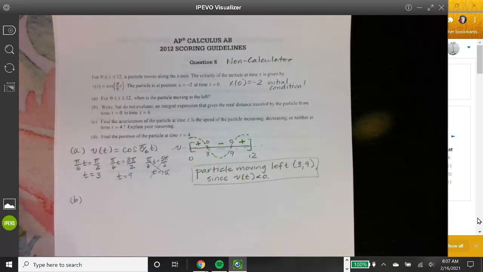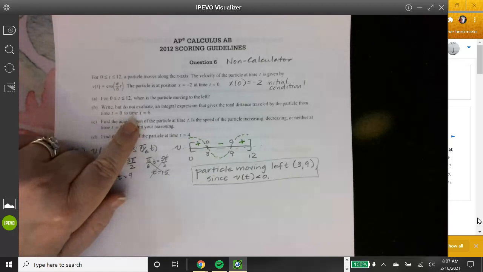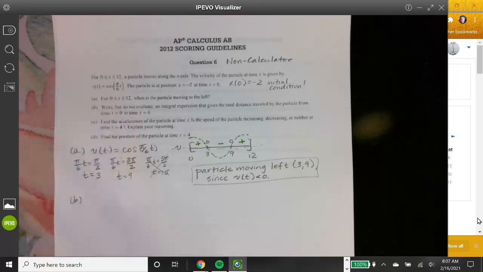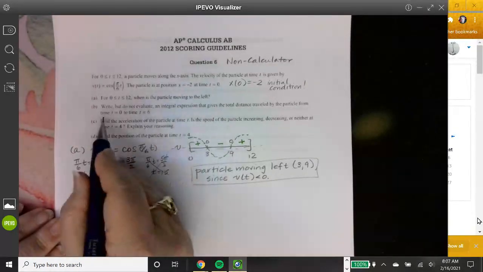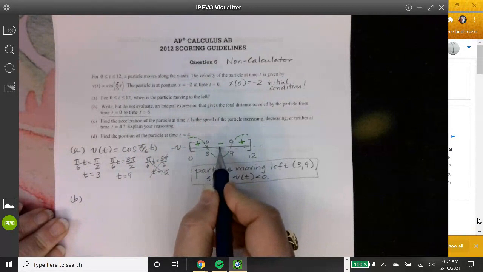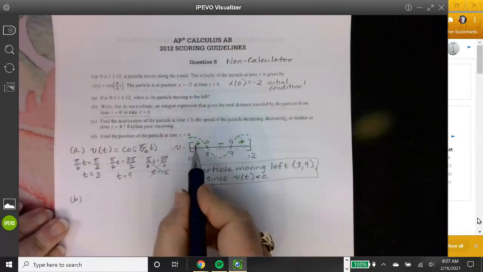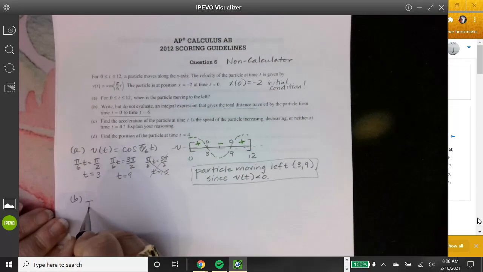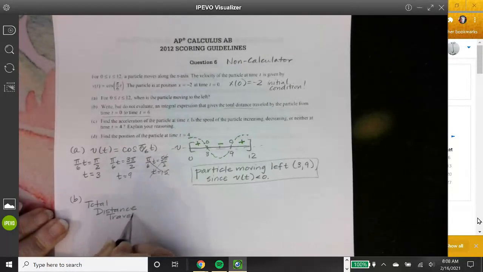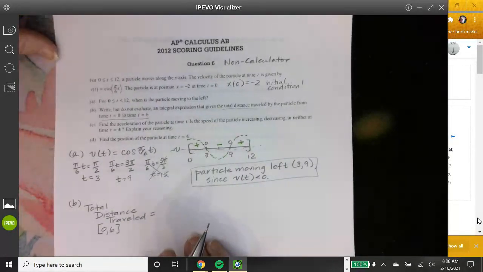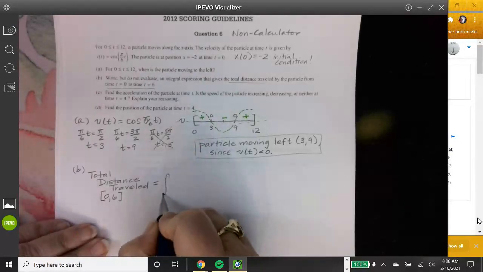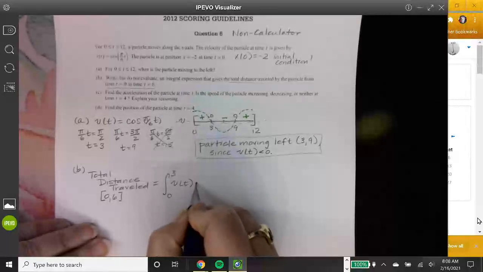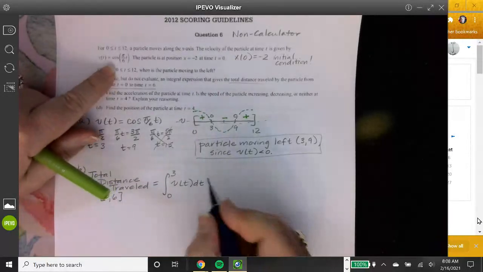All right, part B says write but do not evaluate an integral expression that gives the total distance traveled by the particle from 0 to 6. Now 6 is not the entire distance here, so 6 goes to about here. All right, but I notice that I have some positive velocity and some negative velocity, and they're asking for total distance traveled. So I can say total distance traveled from 0 to 6 is going to equal, I'm going to combine two integrals here. All right, I'm going to say the integral from 0 to 3 of v of t dt. Now I don't have to rewrite what v of t is because they've defined it up here.